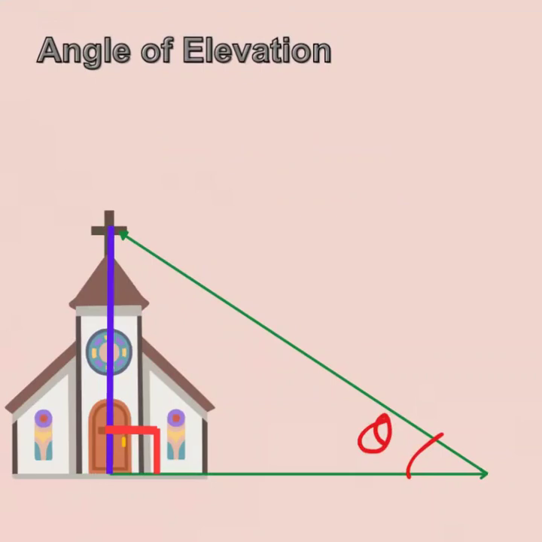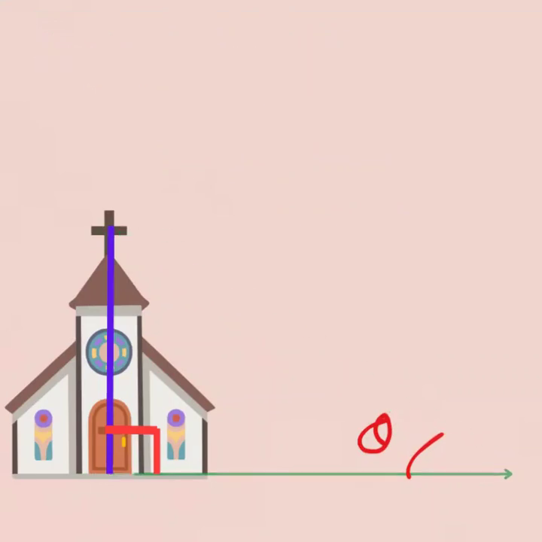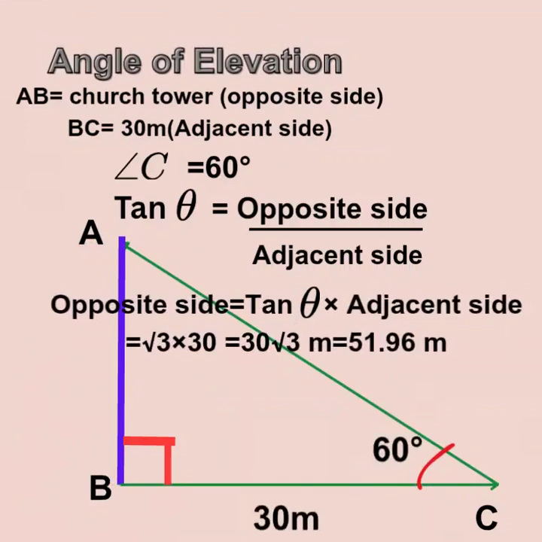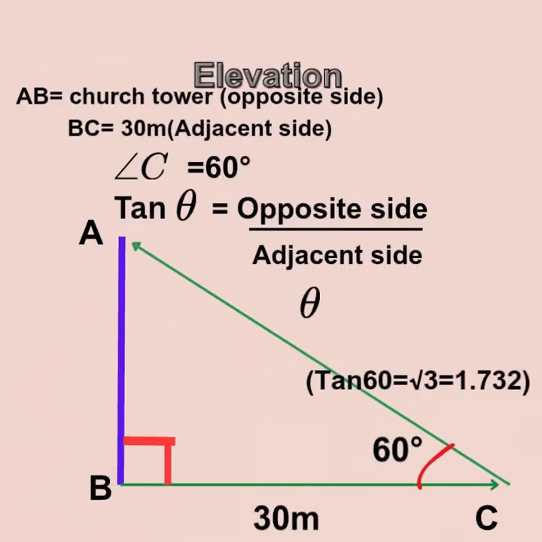If we want to use these trigonometric ratios to find the height of the tower, we must create a right angle triangle. A person is standing 30 meters away from the church tower and looks upward at a 60 degree angle. So we can draw a right triangle like this. Consider right triangle ABC. AB is the church tower, angle C is equal to 60 degrees, adjacent side BC is equal to 30 meters. We want to find the height of the tower. Here we can use the trigonometric function tan theta. Tan theta is equal to opposite side by adjacent side.